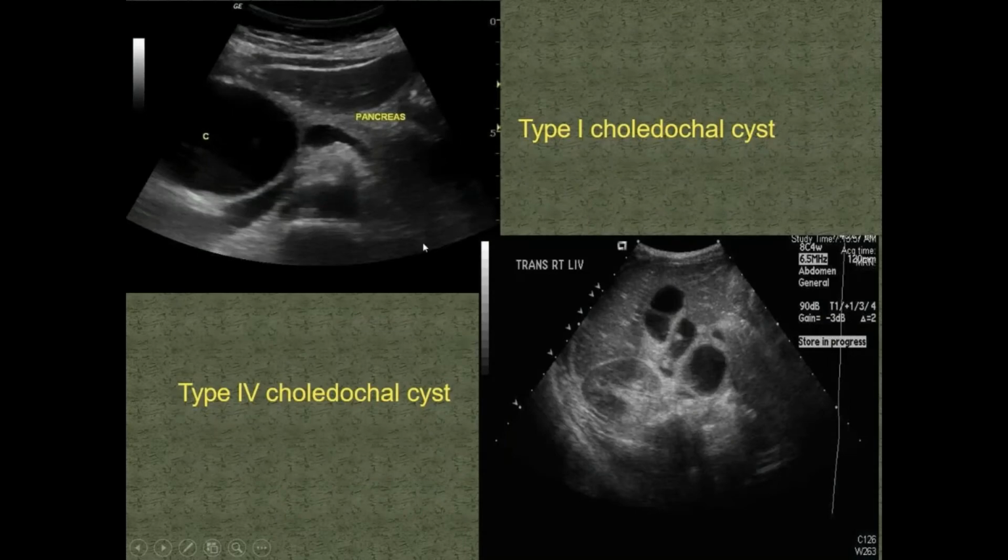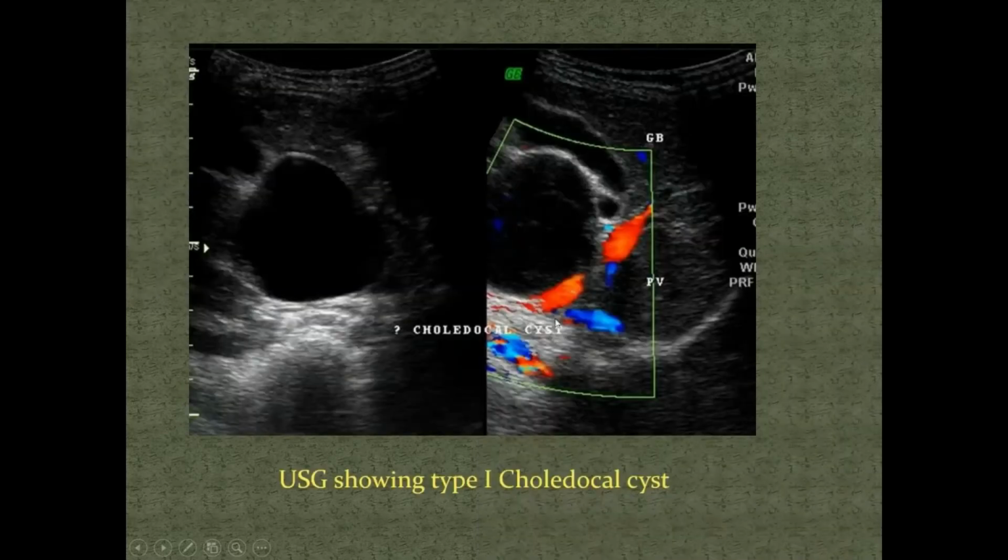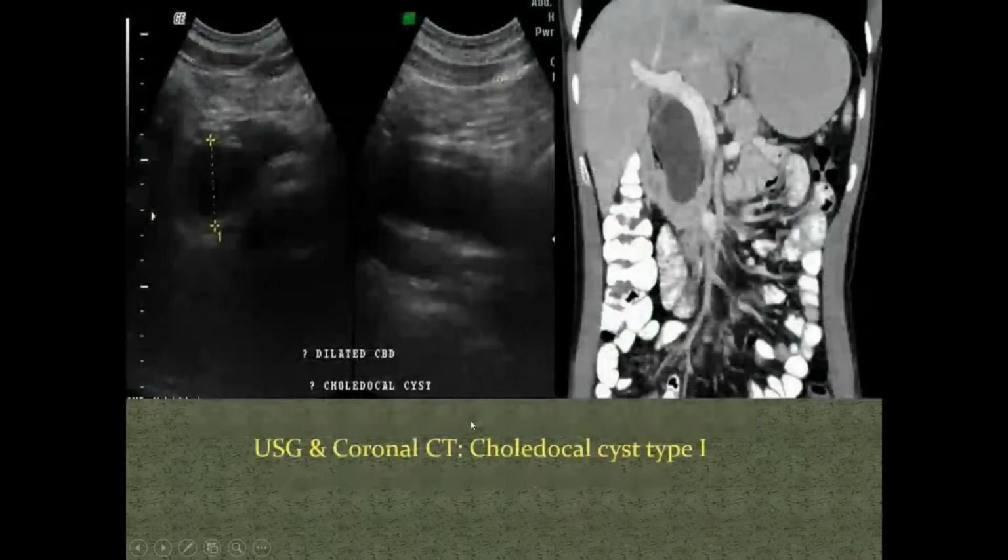So this is an ultrasound image of a choledochal cyst, a large anechoic cystic structure in the region of the CBD. This is type 1. This is multiple intra- and extrahepatic biliary cysts, this is type 4 choledochal cyst. Another patient with type 1 choledochal cyst, you can see a large, clear anechoic structure. And this is the portal vein, which is filled with flow on color Doppler image.